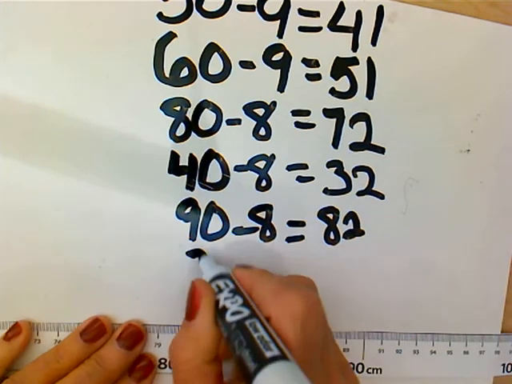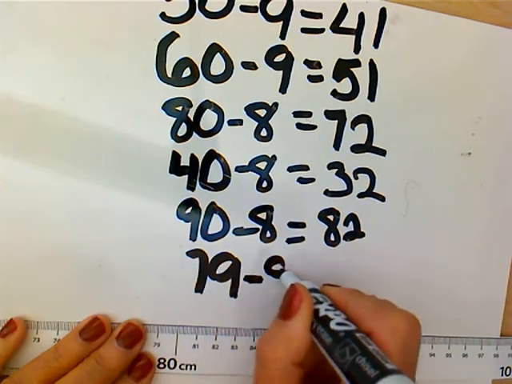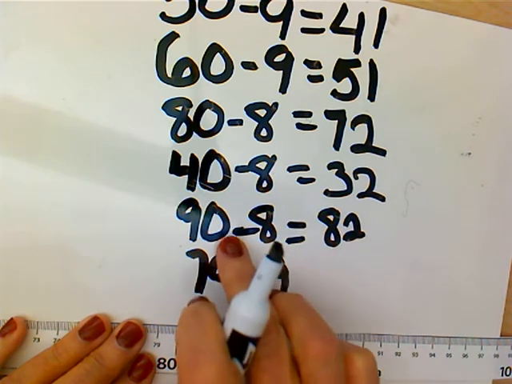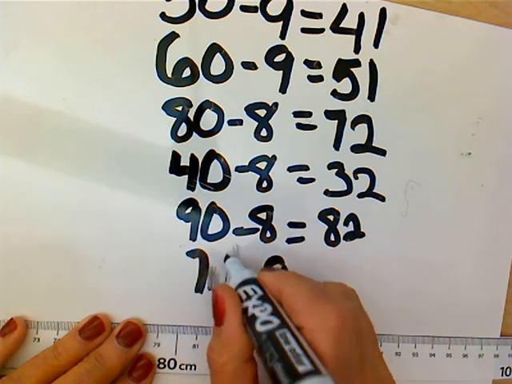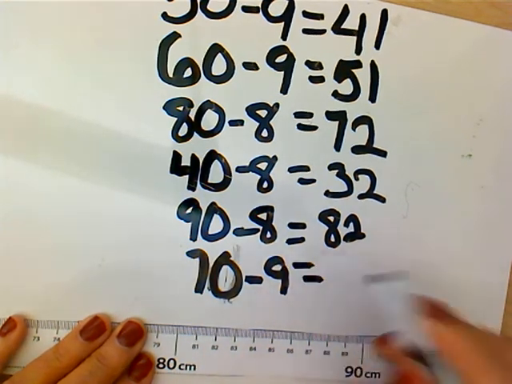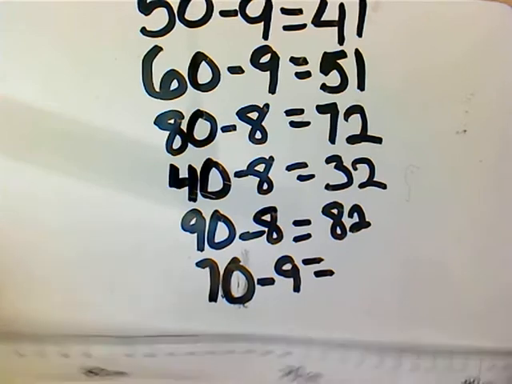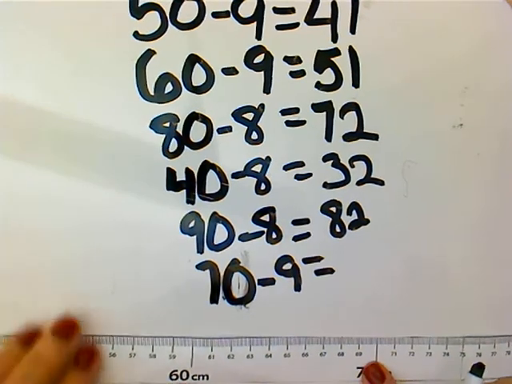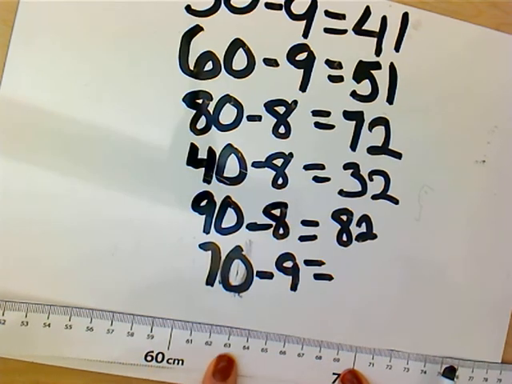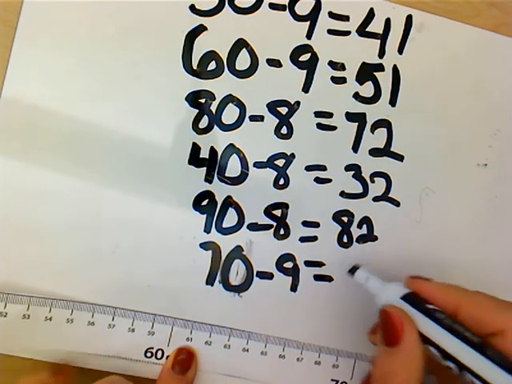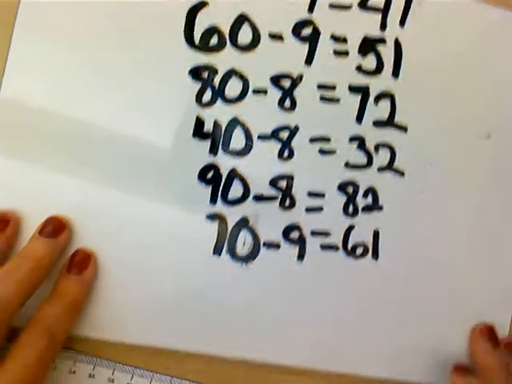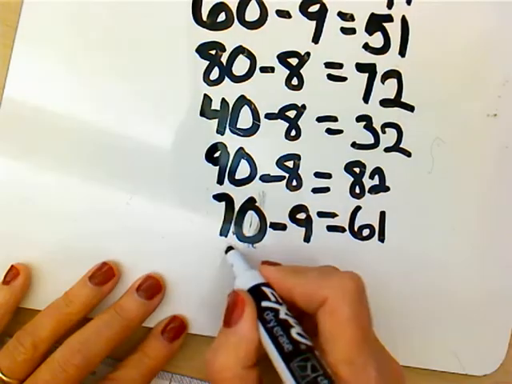Let's try 79. Take away 9. Oops, not 79. I am so sorry. I meant to say we're going to start at 70. We're staying with multiples of 10 for right now. 70, take away 9. Well, 70 take away 9 should put you at 61. Okay, we're going to do 2 more of these and then we'll move on to something else.